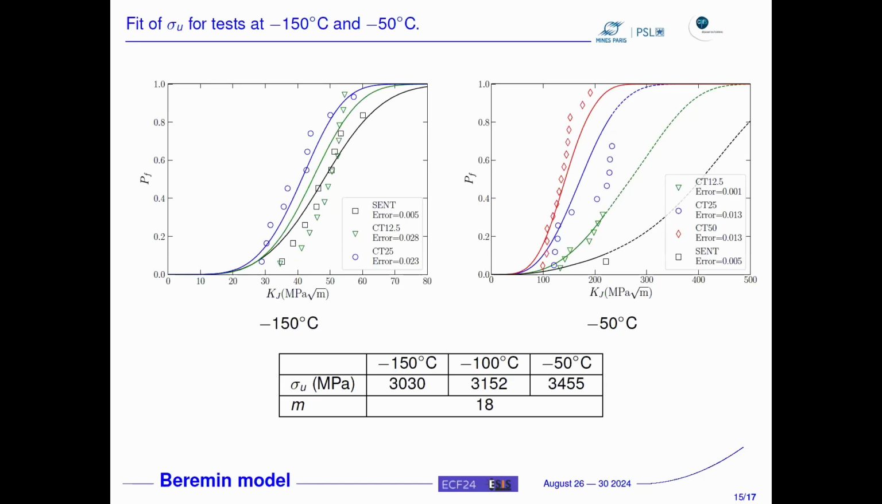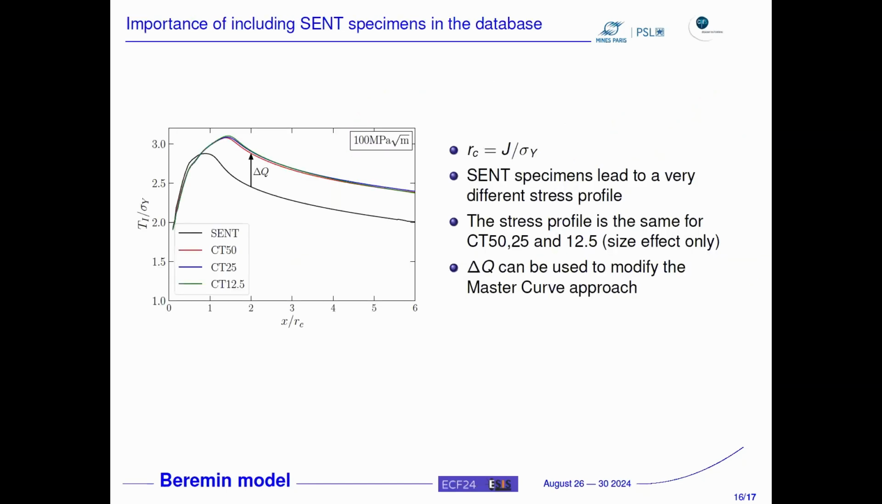And so what we get is that sigma u is an increasing function of the temperature, which is something we found a long time ago on other steels also, with a less refined analysis of the stresses, and we very much confirm this trend, which is important for us.